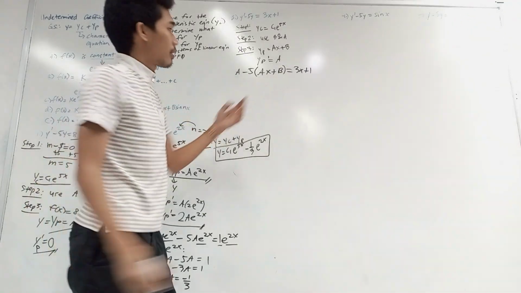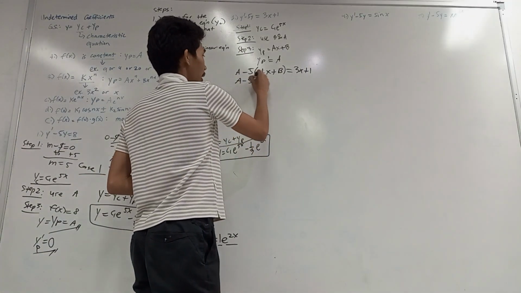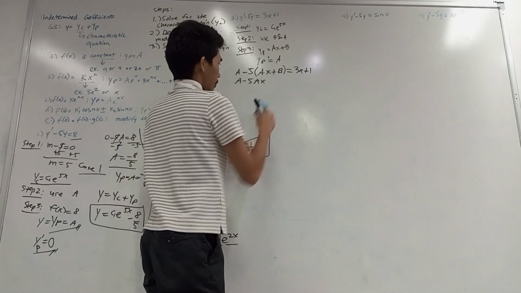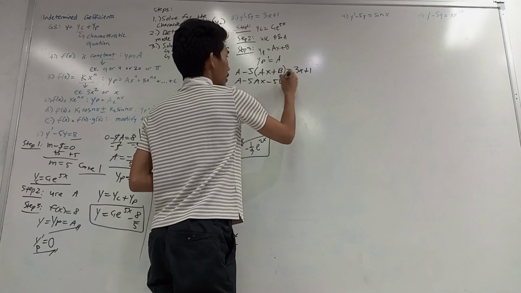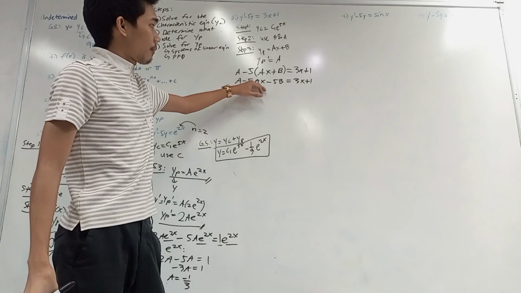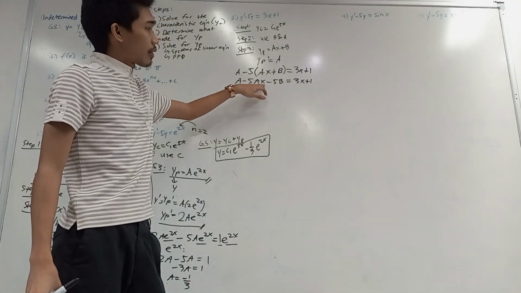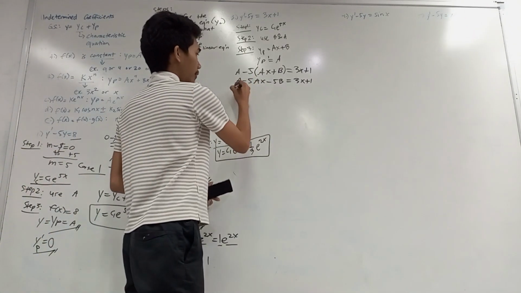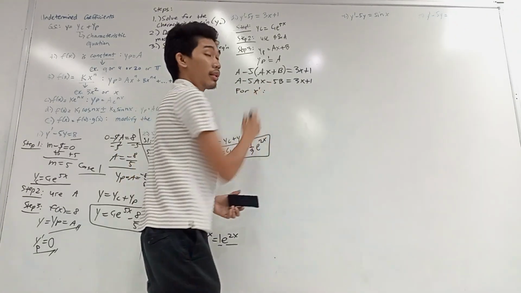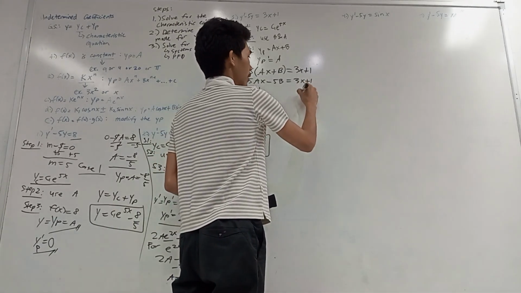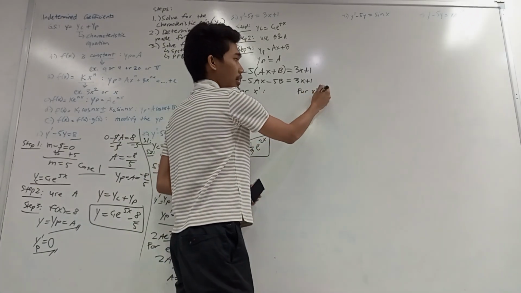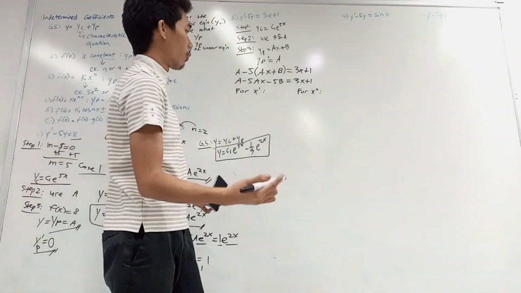So, distribute lang natin A minus 5Ax minus 5B is equals to 3x plus 1. So, makita natin na meron na tayong yung x na raised to 1. So, x raised to 1. Meron na rin tayong x na raised to 0. Alam natin yung x raised to 0 is equals to 1.